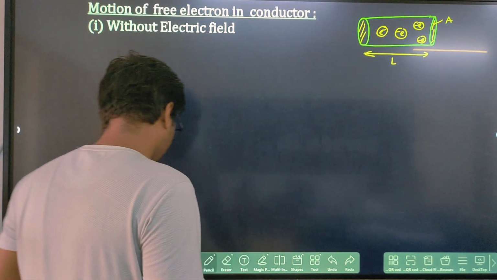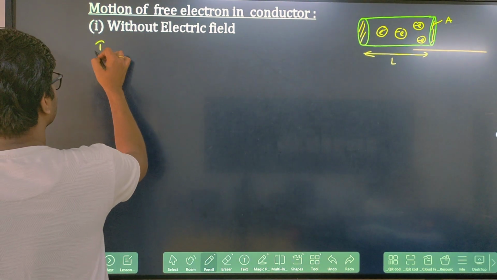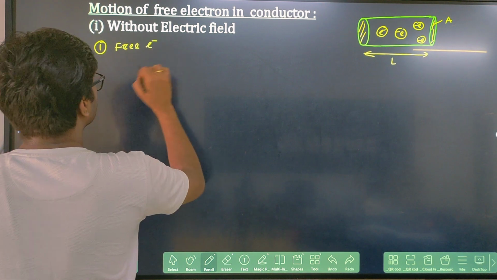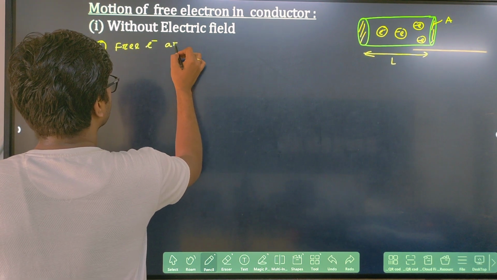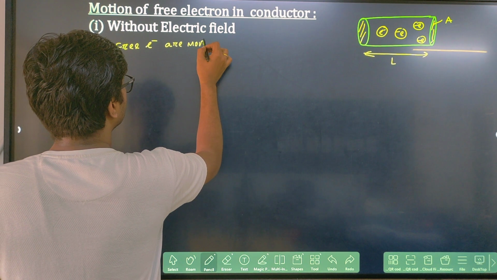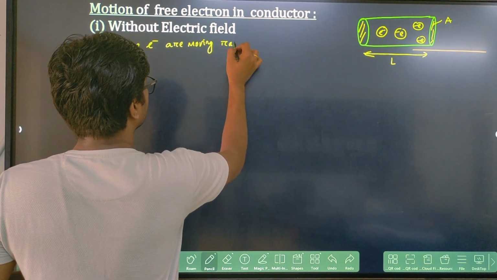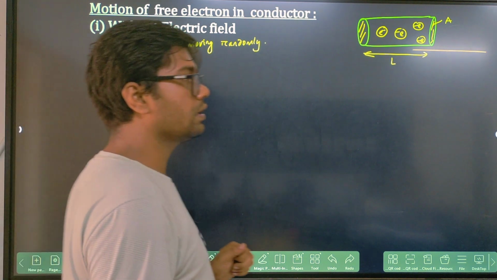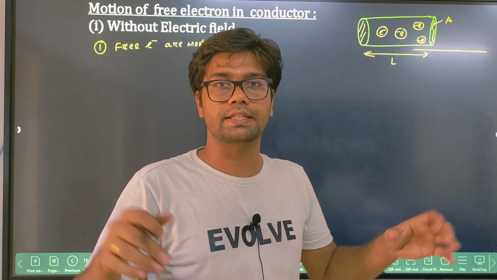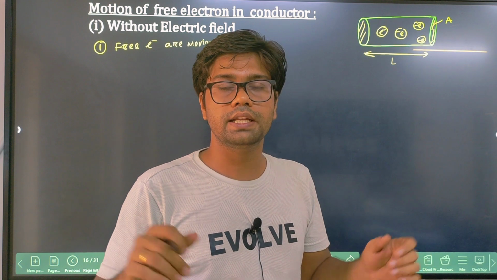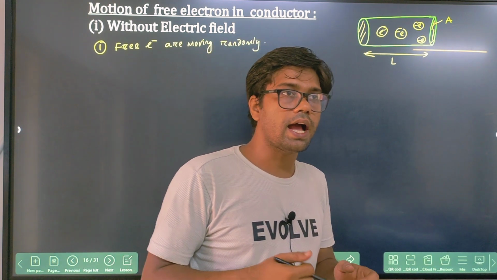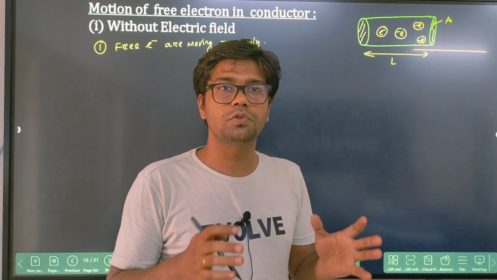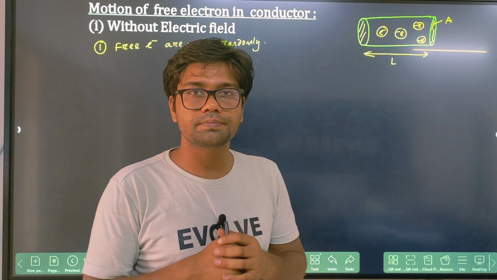So the first thing here is that free electrons are moving randomly. Randomly means they are moving in every direction. You will ask where they are getting their speed from. If they are moving, where are they getting the speed?